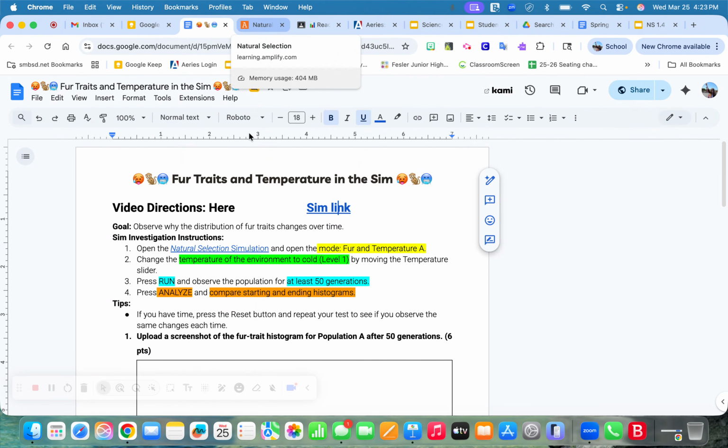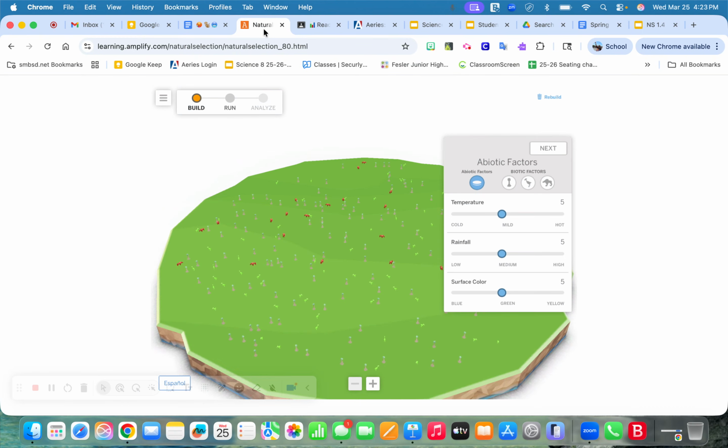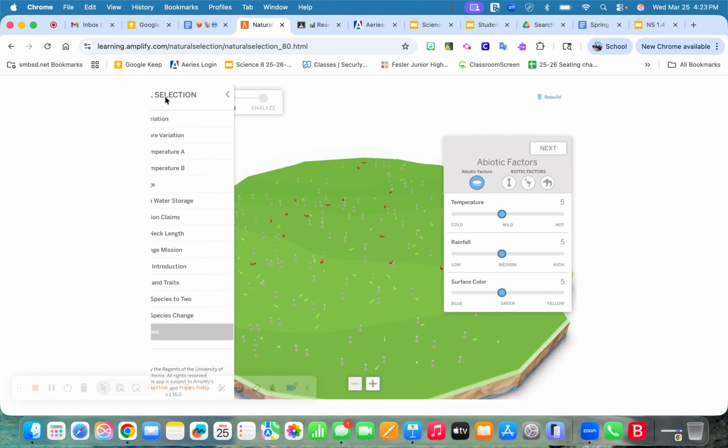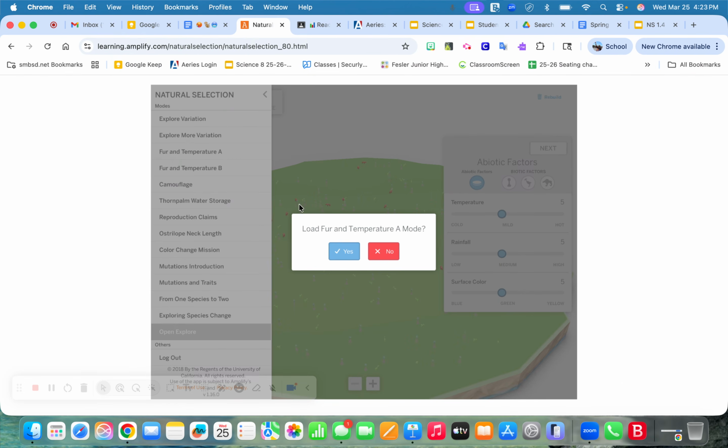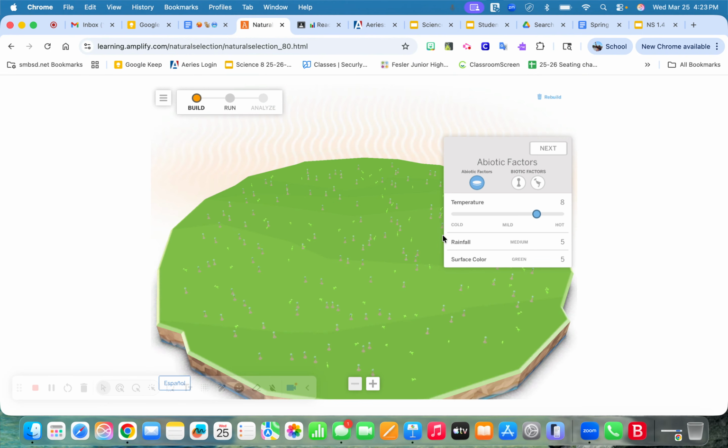I already have my sim over here. The link is also right here. The big point is that we have to go to the correct mode. In your sim, the three little lines over here take us to our mode, and we're going to Fur and Temperature. A yes, you're sure. I know I've gone to the right place if I see this, so there's no Cartenons. It's a warm environment right now.